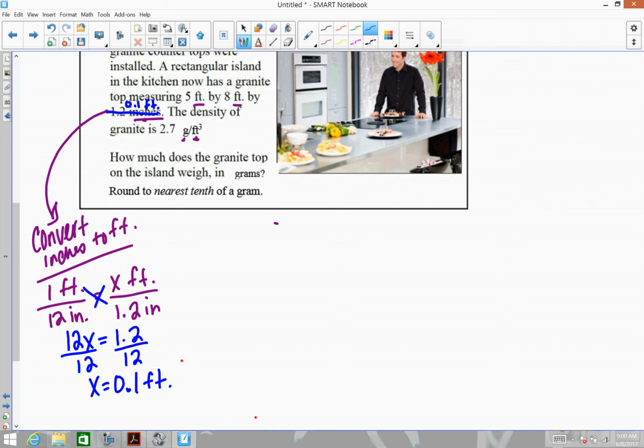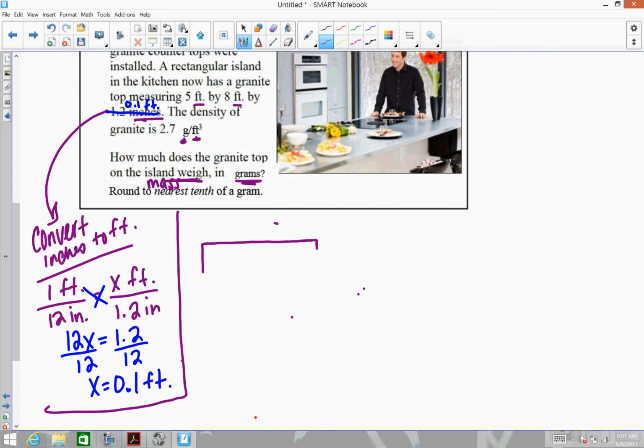So then if we continue, it says how much does the granite top on the island weigh in grams? So we're trying to find the weight, which means find the mass. And grams is good because that's what my density is given in. So I don't have to convert anything anymore. My volume's in cubic feet, that's what all my dimensions are, and the weight I'm trying to find is in grams, which is what my density is given in. So now you can actually start the problem.